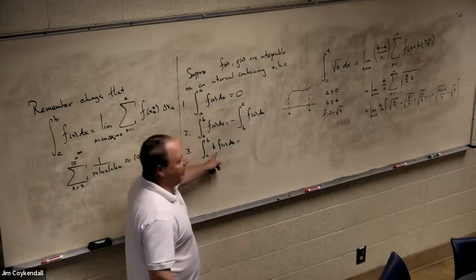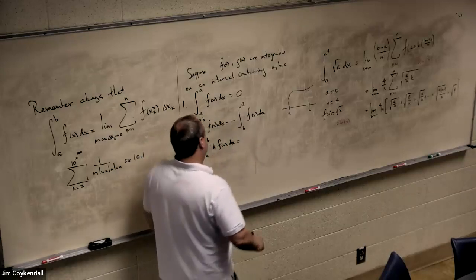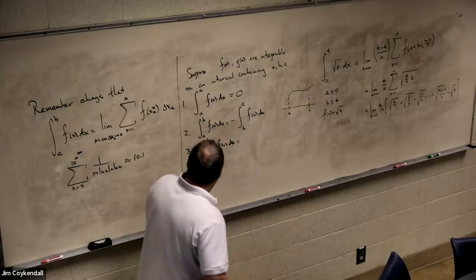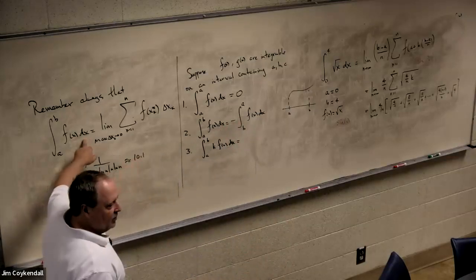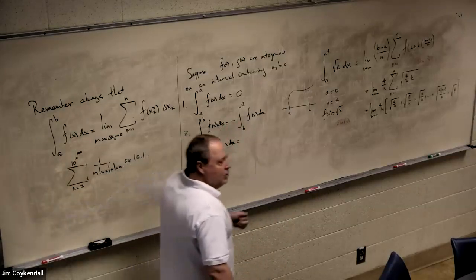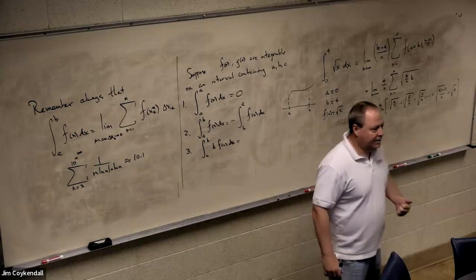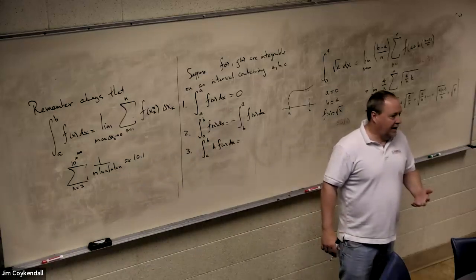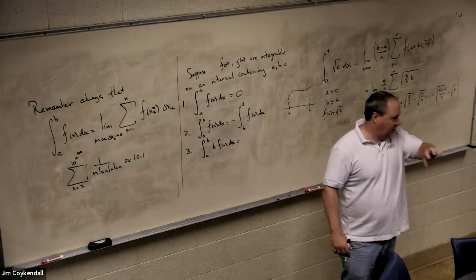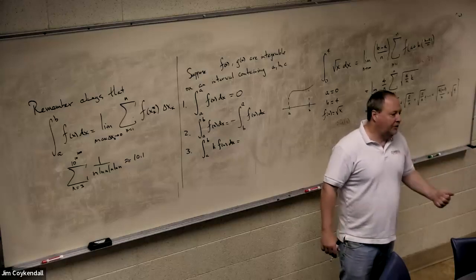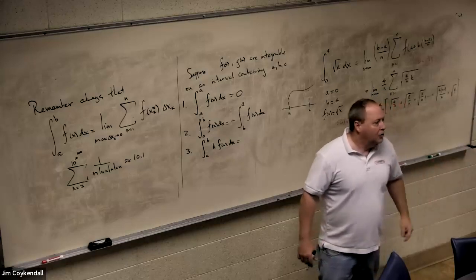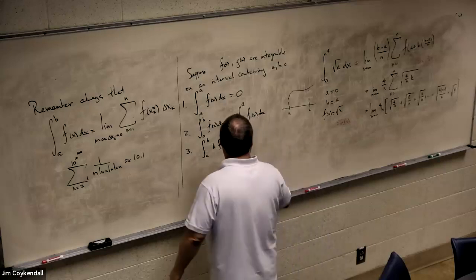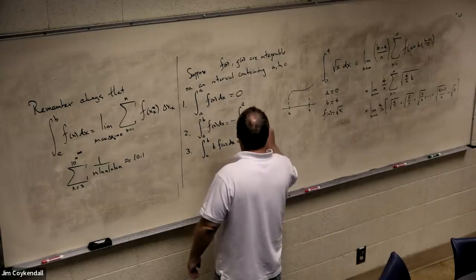If k is a constant, let me ask you this. So again, here's my limit of sums. Can you pull constants out of sums? Sure you can, right? If you've got a constant, you can factor it out. Can you pull constants out of limits? You bet. You pull constants out of integrals, because an integral is a limit of sums.